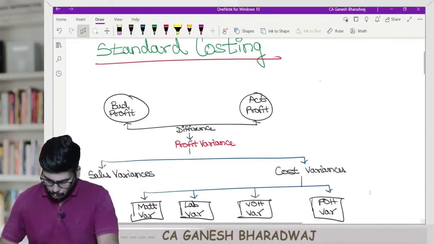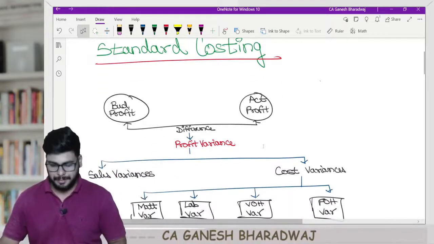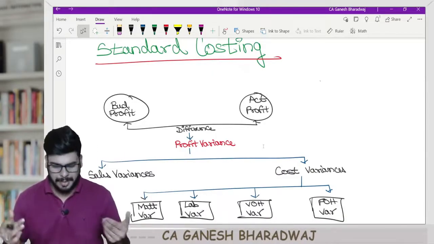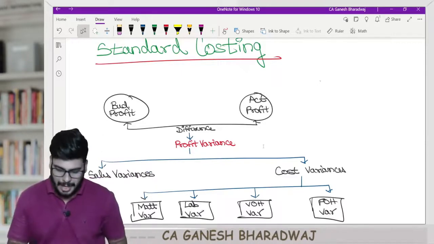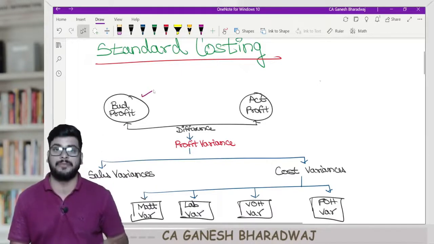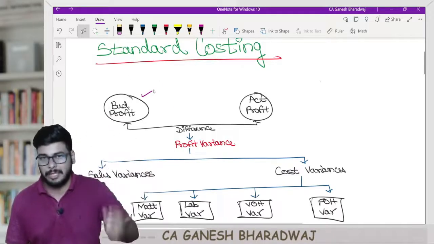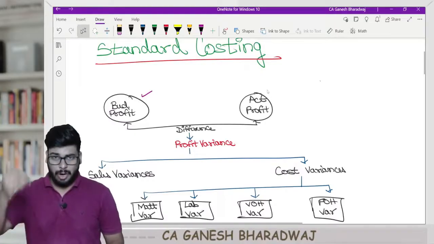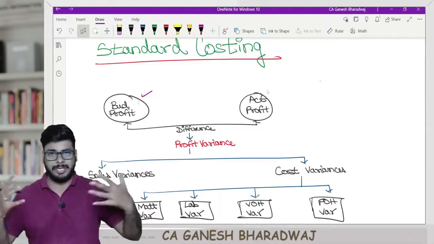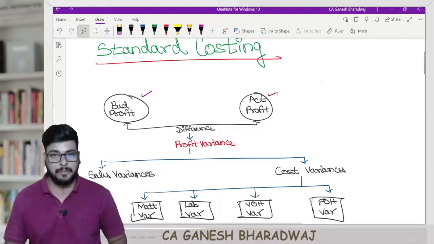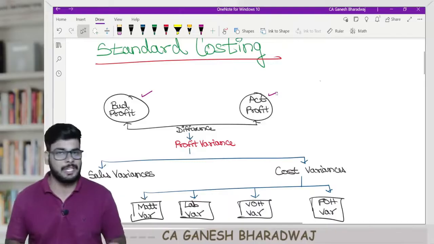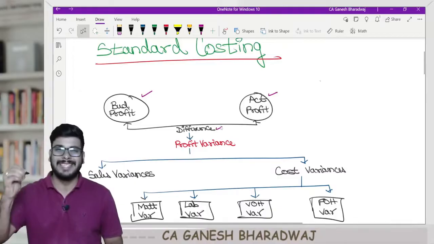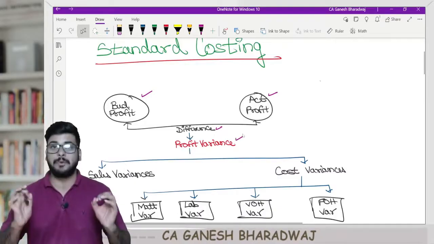What is this chapter all about? At the beginning of a financial period, a company prepares a budget and arrives at the budgeted profit, which means the profit they are planning to achieve. After the end of the period, the company takes into account the actual sales minus actual cost, and arrives at the actual profit. The budgeted profit and the actual profit will definitely not be the same. There will be a difference between the two, and this difference is called profit variance.